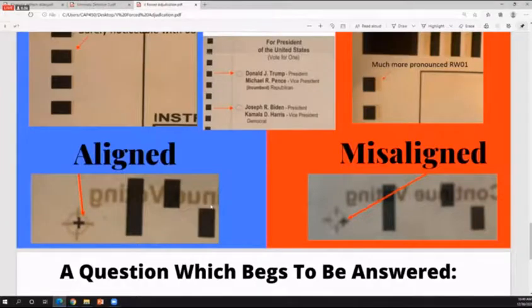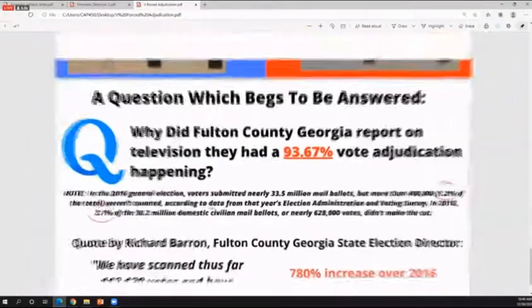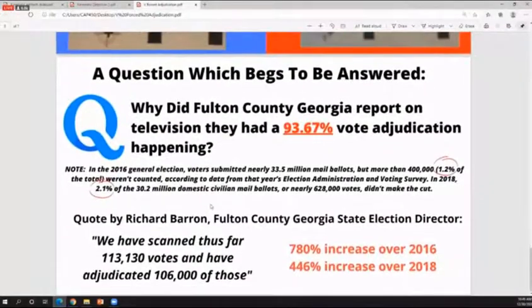If you want to roll up, I don't even know if there's any more. So let's look at this. Here's what I have a problem with, the simplest state. This is the county's statement on ballots. It went out on national TV. We had 113,130 votes at the time, and we had to adjudicate 106,000 of them. You know what that's really saying? Your machine didn't work.